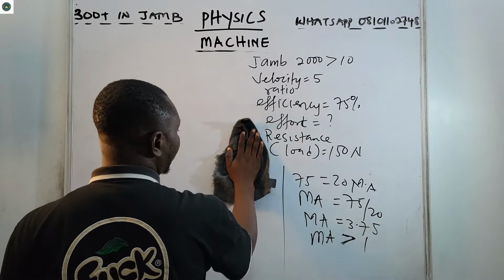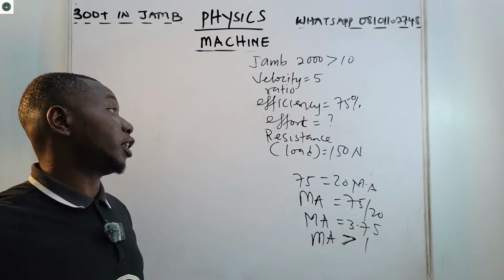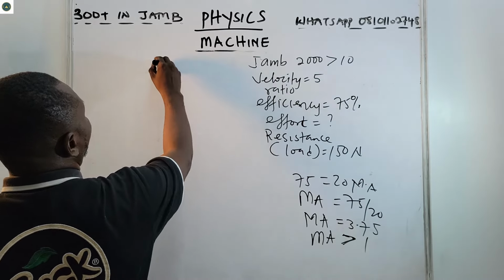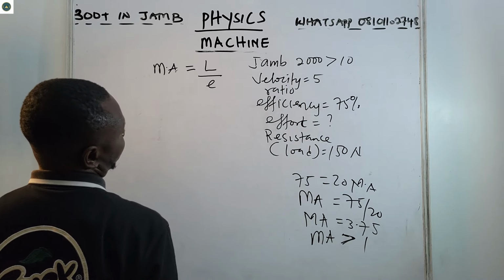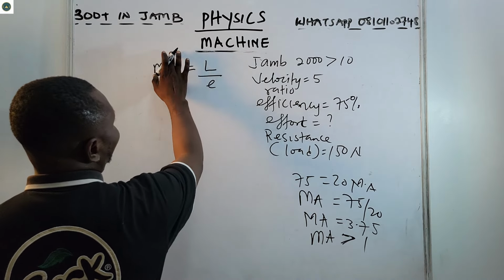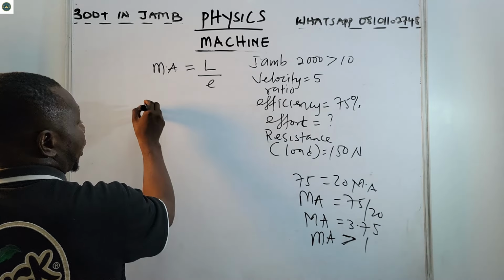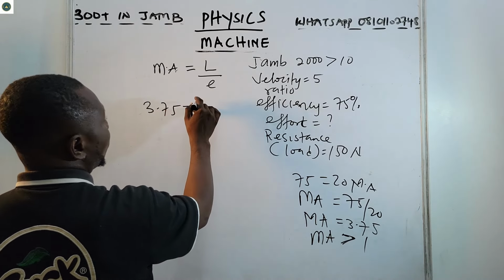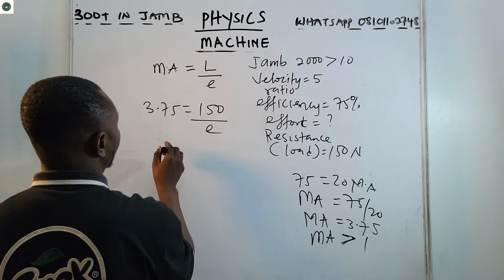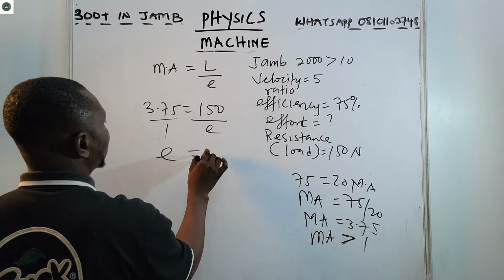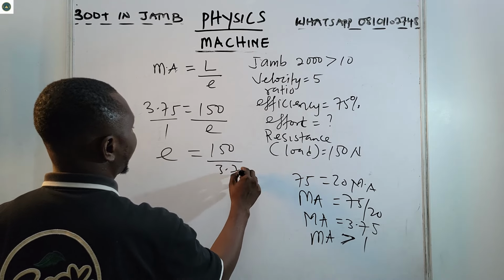There is a relationship between mechanical advantage, load and effort. We know that mechanical advantage is load over effort. Now we have the mechanical advantage, 3.75. The load resistance is 150. Here we can get the effort over 1. So effort becomes 150 over 3.75.